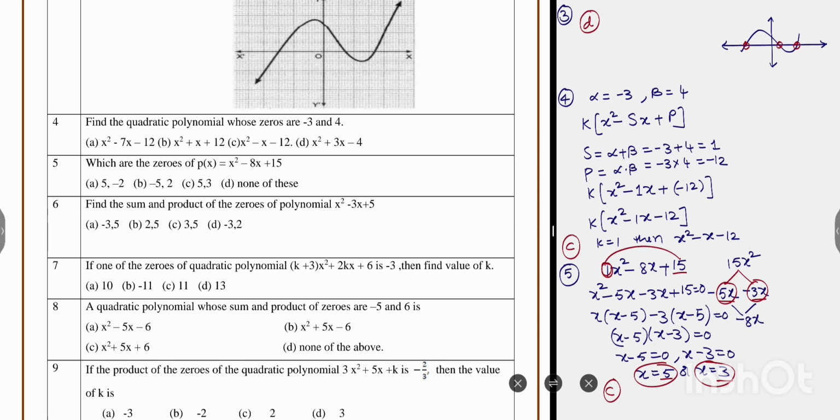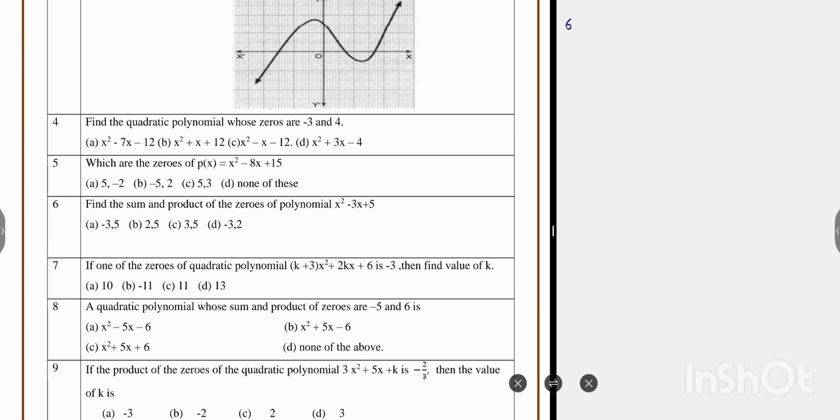Now question number 6. In question number 6, we have to find the sum and product of the zeros of the polynomial. The given polynomial is x square minus 3x plus 5. What is the sum of zeros, alpha plus beta? There is a formula, minus b by a. Now here we first list out a is 1, b is minus 3, c is 5. Now alpha plus beta, the sum of zeros, is minus b by a. So minus of minus 3 by a. A is 1, so that is minus of minus 3, which is 3.